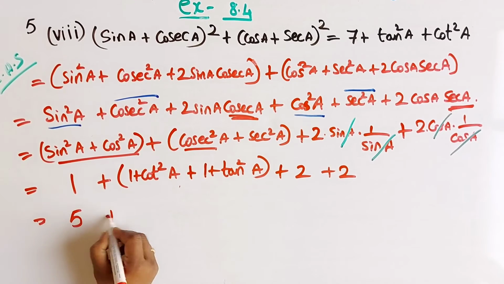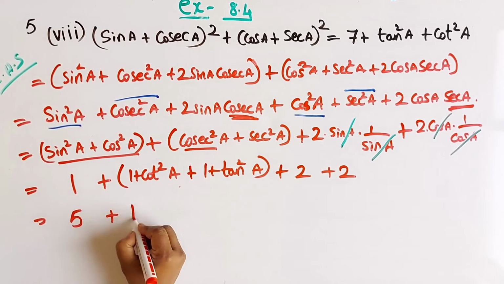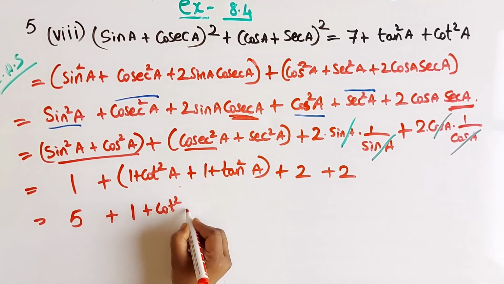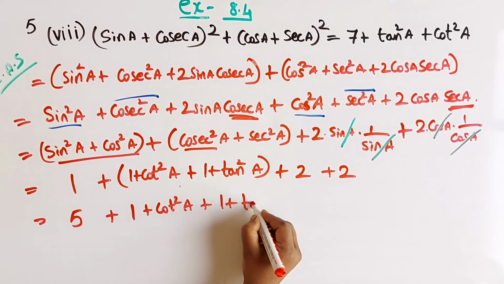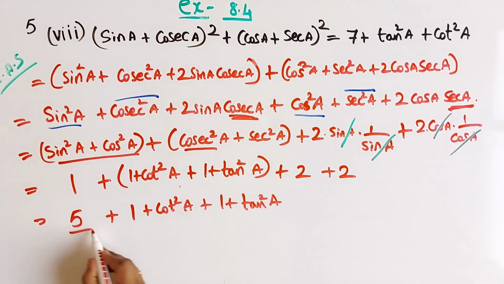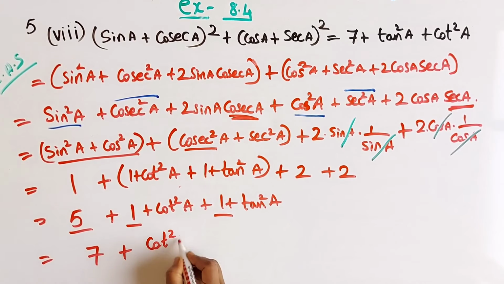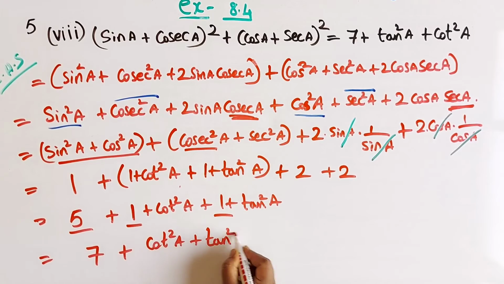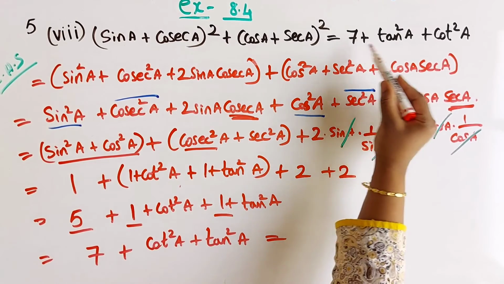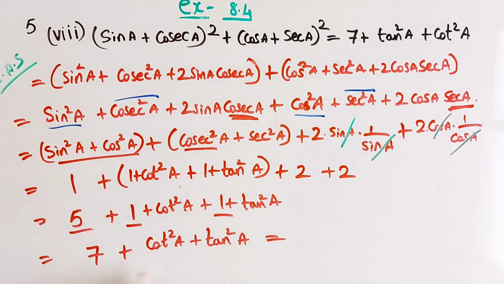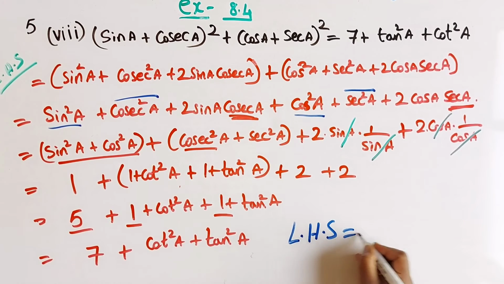Now add this one plus 2 plus 2. It is 5 plus, now remove the brackets and write 1 plus cot square A plus 1 plus tan square A. Correct? Now 5, 1, 1. How much is it? 7 plus cot square A plus tan square A, children. Correct? What is the answer? 7 plus tan square A plus cot square A. Check our answer also. This is 7 plus cot square A plus tan square A. Right, children? So LHS equal to RHS. It is proved.